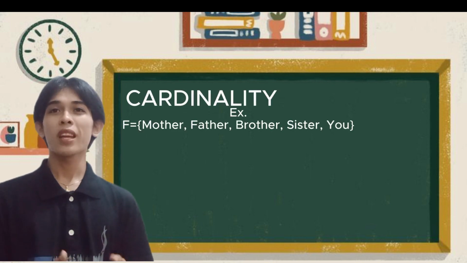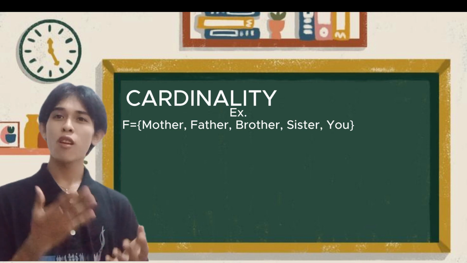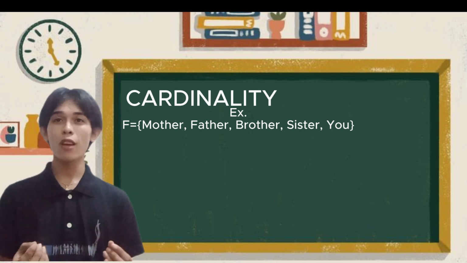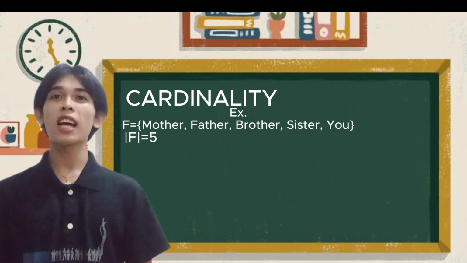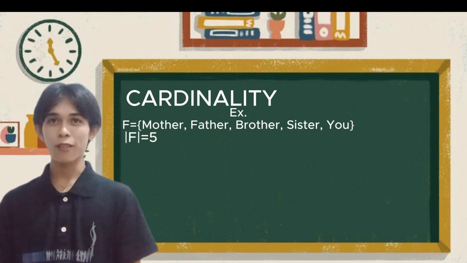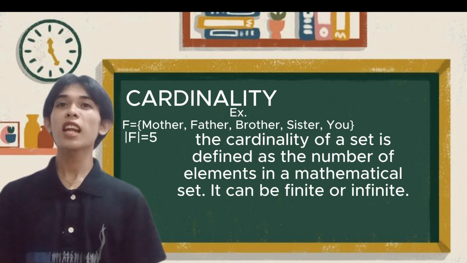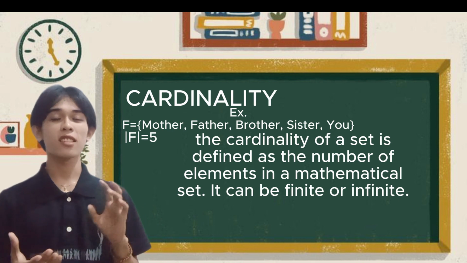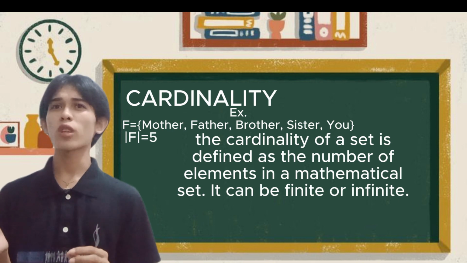For example, in your family, you have your mother, father, sister, and brother. So, you are a family of five. It means that the cardinality of the set of your family is five. In short, the cardinality of a set is defined as the number of elements in a mathematical set. It can be finite or infinite.